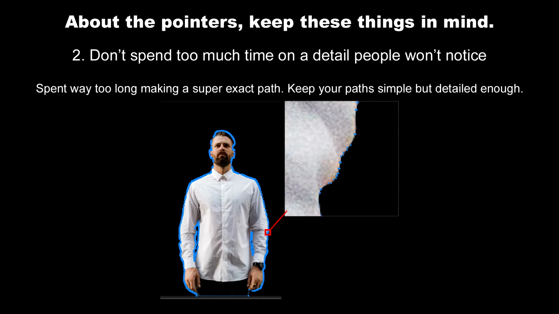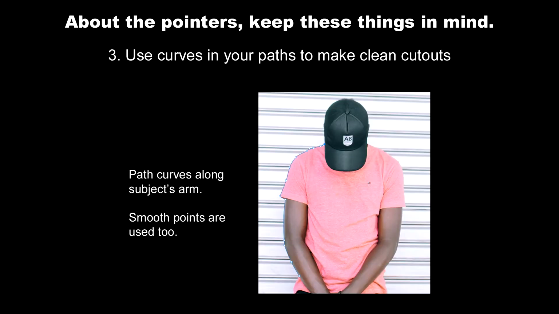2. Don't spend too much time on a detail people won't notice. You don't want to spend half an hour making a super perfect outline around every single tiny fold in someone's shirt, only to realize that those details aren't even that noticeable when zoomed out. And 3. Use curves in your path to make clean cutouts. You want to use curved paths and smooth points to better outline your subject.